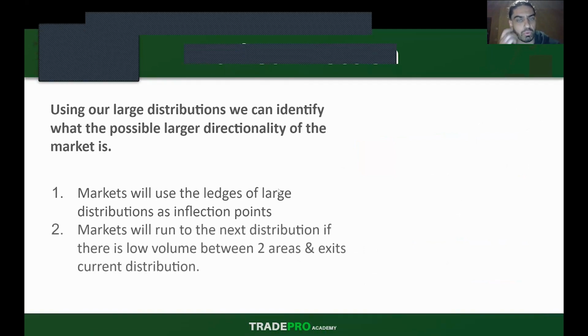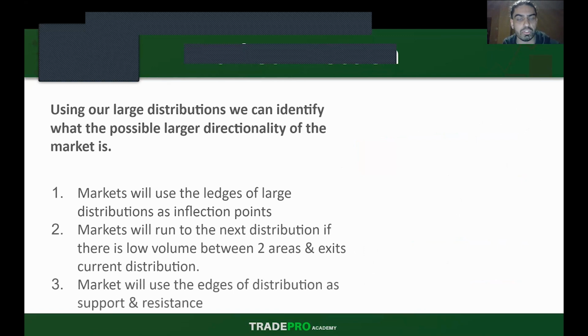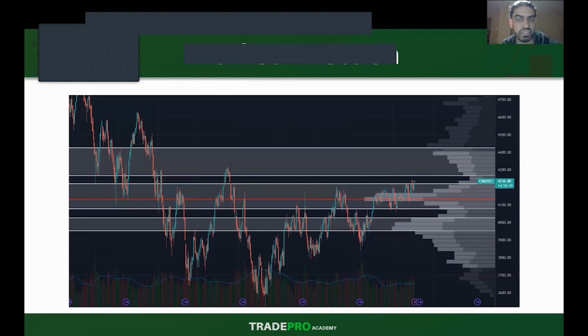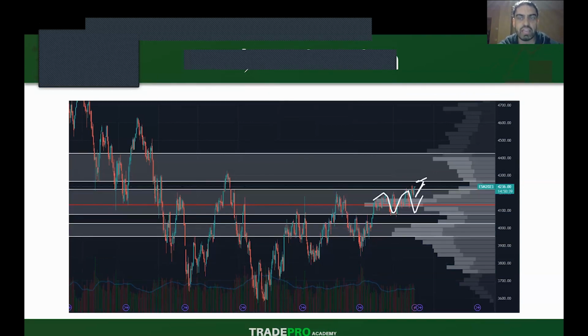So markets will run into the next distribution. If there's low volume in between those two areas, right, it's going to run into that new distribution a lot quicker. Markets will use the edges of distribution as support and resistance areas as well. And this is a classic image of this, right? So we have a few major distributions that are set up here on a very large scale. You can see how this was the most recent distribution that we were trading, right? On a larger scale, of course, because distributions sometimes are not as easily defined, but you can see tops and bottoms trading. You're getting the escape of that distribution.